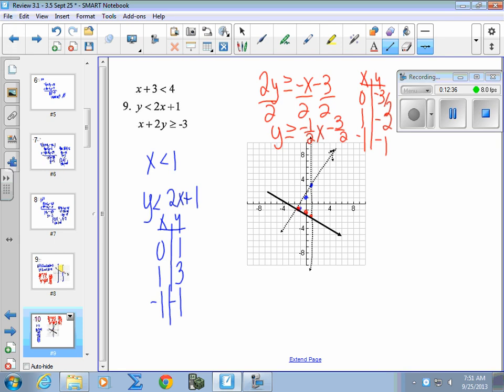So we have to decide where we're going to shade. We're shading to the left of the first line. We're shading below the positive slope, and we're shading above the negative slope. So we're actually shading a little triangle in between. Okay, that one.